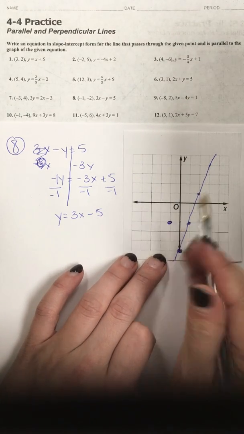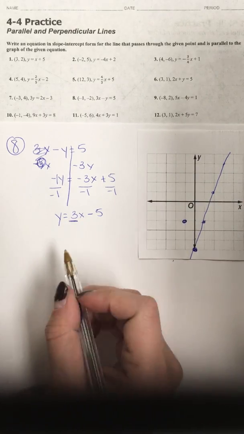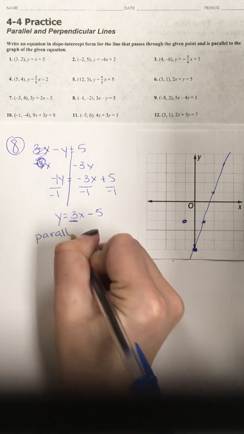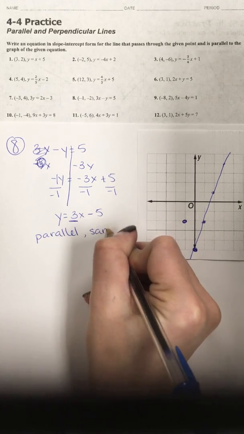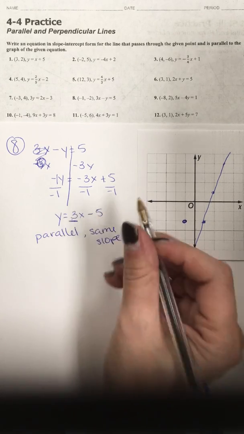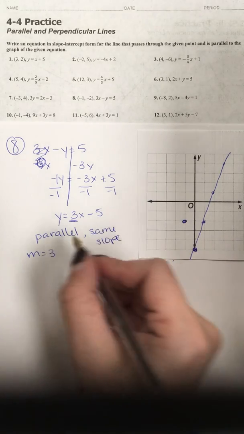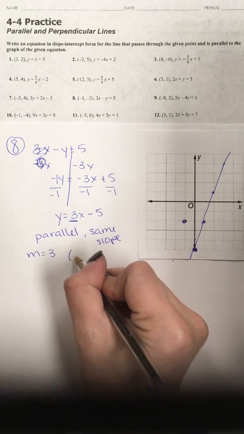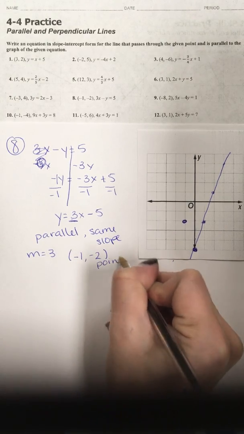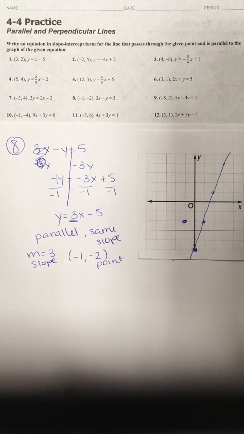So to find that equation of the line, I can use the same slope because they're parallel. Parallel means, I'll write it out, the same slope. So I'll use the slope from the given equation, which is 3. I have a point that they gave me, which is negative 1, negative 2. Now, with a point and with slope, I can use the point-slope equation.